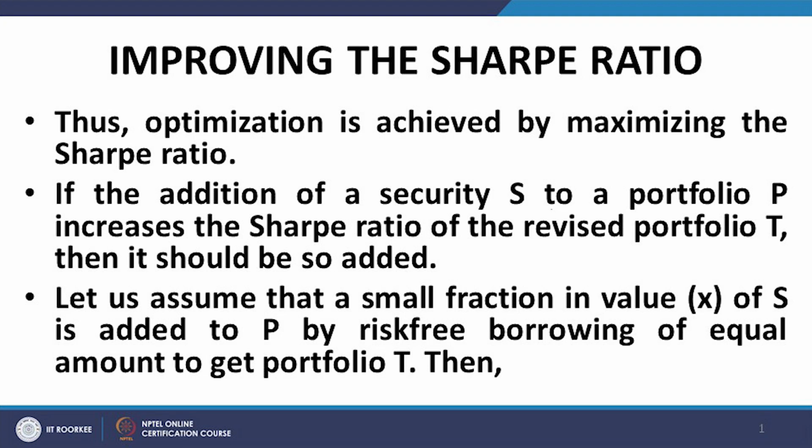Now we talk about the derivation of the CAPM. We have a portfolio P, and we are considering adding a small amount of security S to this portfolio P. For this purpose we need money, so we do some riskless borrowing, and using that borrowed amount we buy security S and add it to our portfolio P, to arrive at the composite portfolio comprising P and S, which we call portfolio T. If the addition of a security S to a portfolio P increases the Sharpe ratio of the revised portfolio T, then it should be so added. That is the principle: that is what Markowitz tells you, maximize the Sharpe ratio and you will arrive at the optimal or efficient frontier.